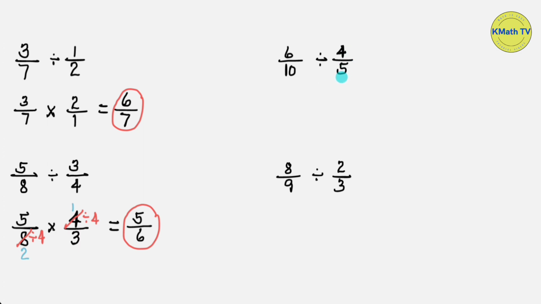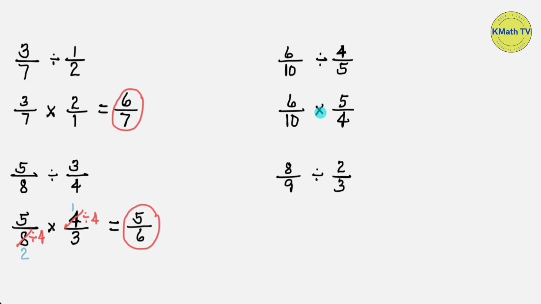Okay, let's answer. Copy the dividend 6/10. Next, flip the divisor to get its reciprocal. The reciprocal of 4/5 is 5/4. Okay, then change the division sign to multiplication sign. Now, we can multiply. But in this problem, we can use cancellation before multiplying. So let's cancel first. Okay, we can cancel 5 and 10 because they have GCF. As well as 6 and 4. We can also cancel them.